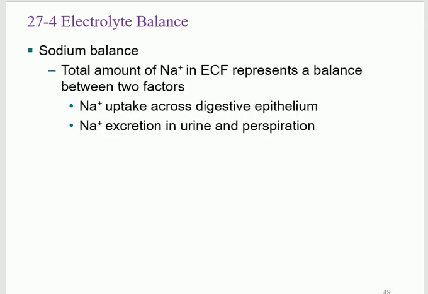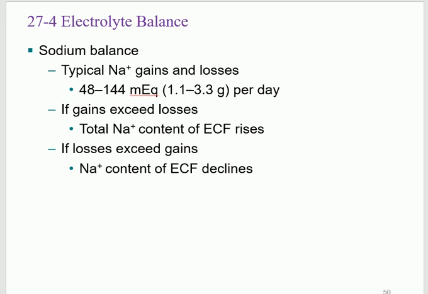And sodium balance, potassium balance, it's all about input and output, gain and loss. This is always the case. So if you gain more than you lose, you have extra. If you lose more than you gain, you have less amount.